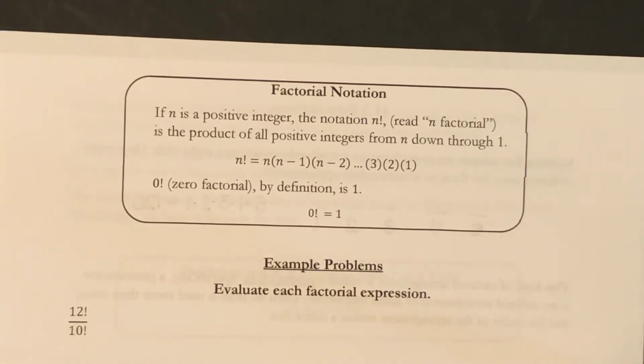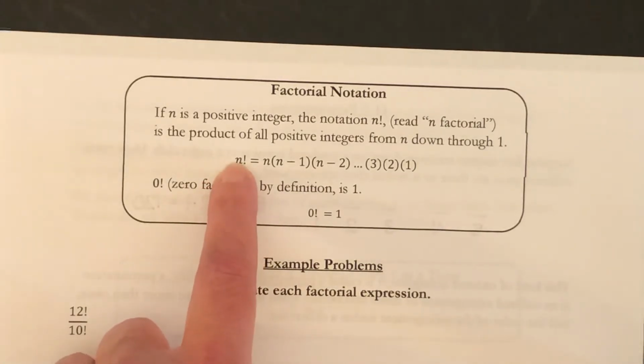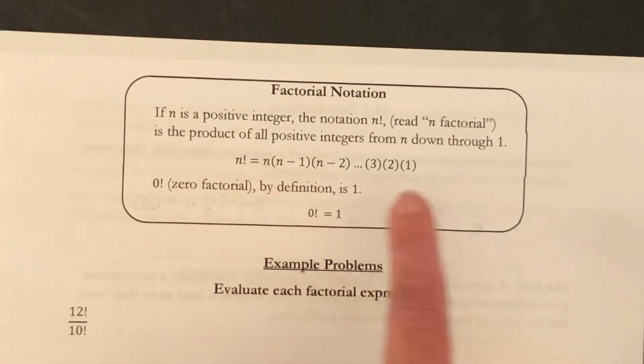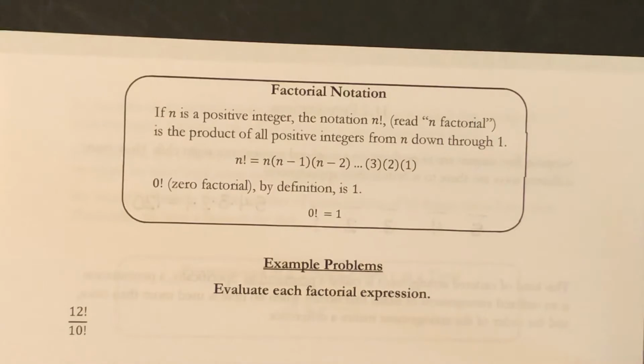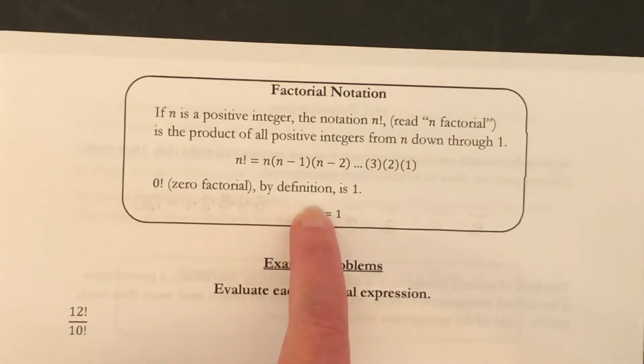If n is a positive integer, the notation n exclamation point, read n factorial, is the product of all positive integers from n down through 1. So if I were looking for 10 factorial, I would do 10 times 9 times 8 times 7, all the way down to times 1. 0 factorial by definition is 1. Okay?